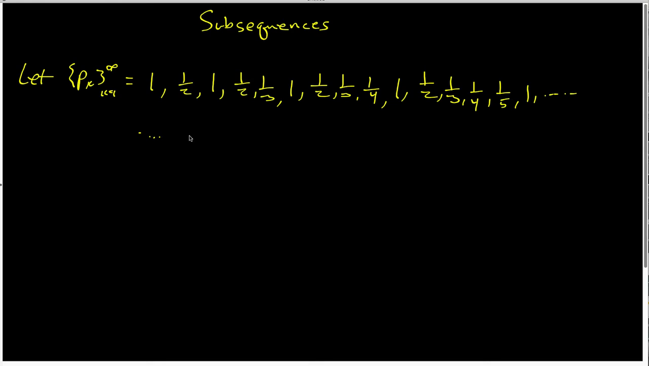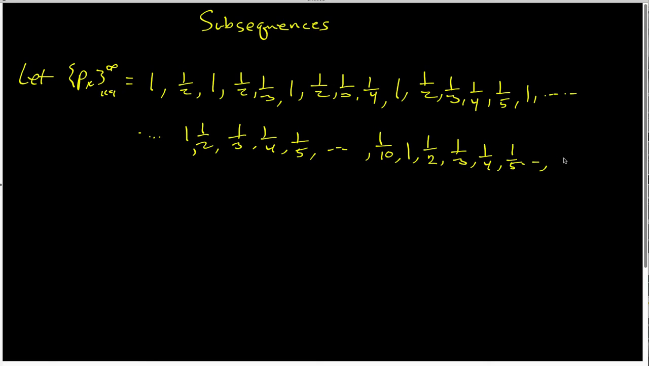So eventually we will get to a 1, 1/2, 1/3, 1/4, 1/5, and all the way down to 1/10. And then we hop back up to 1, and we'll have 1/2, 1/3, 1/4, 1/5, all the way down to 1/10, and then 1/11, and then we'll hop back to 1, and so on.